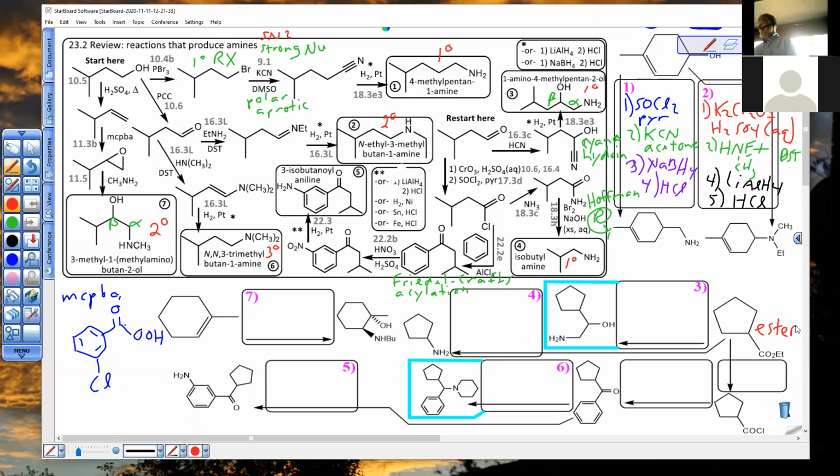How do you make an ester into an aldehyde? We only learned one reaction that made any carboxylic acid derivative into an aldehyde, and it was an ester. There, that's merciful right there. And it was DIBAL, diisobutylaluminum hydride, DIBAL-H. And you follow that with HCl, and you have an aldehyde.